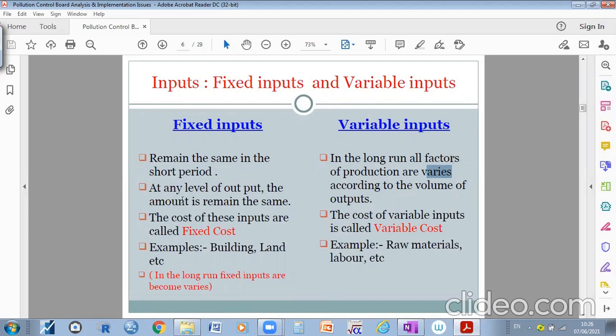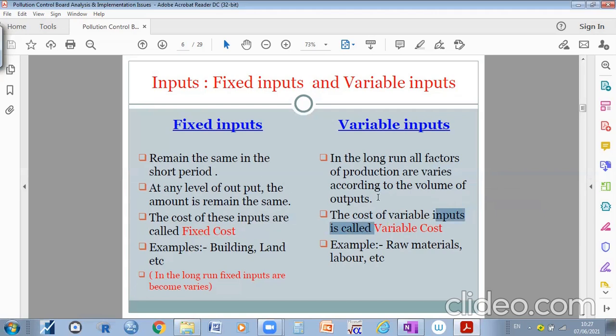The cost of any input at any level of output remains the same. The input is the same, and the cost of these inputs is called fixed cost. Whatever we expend on this kind of input, it is fixed. The cost of variable inputs is called variable cost. Fixed cost remains constant in the short run as well as the long run.